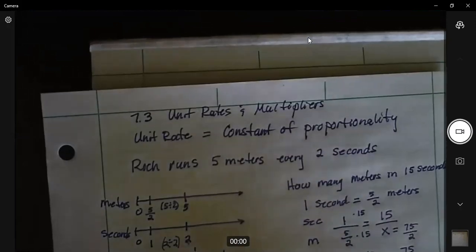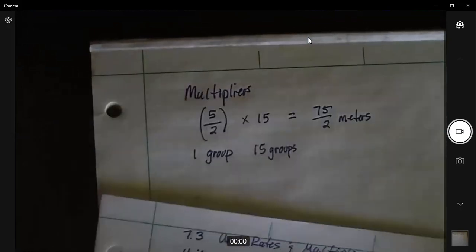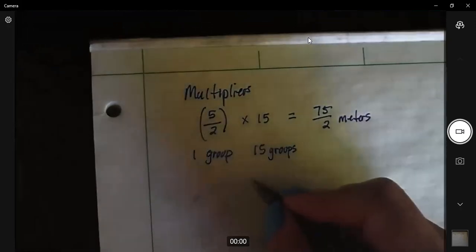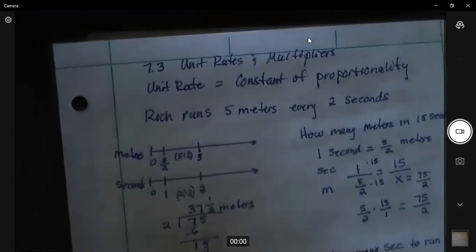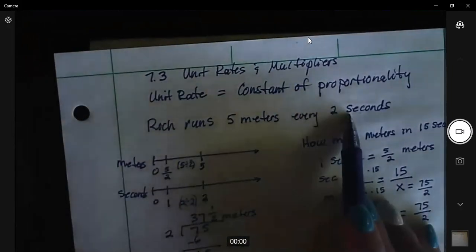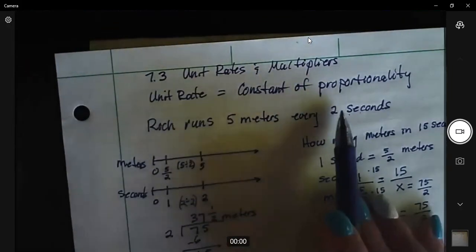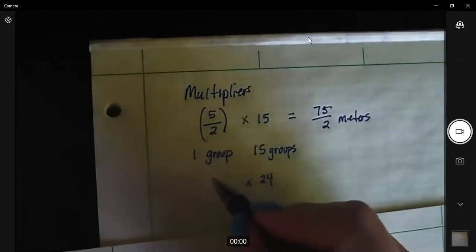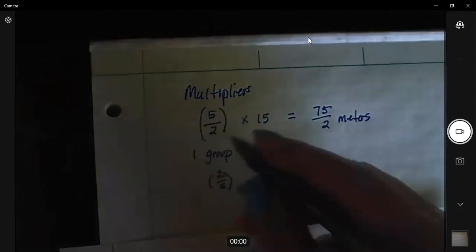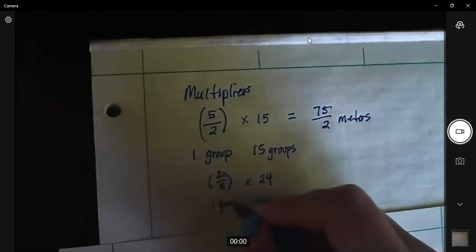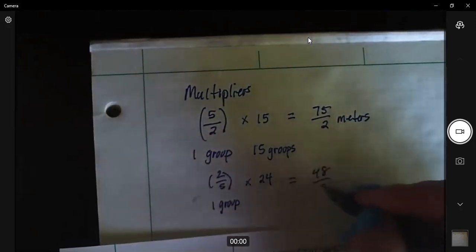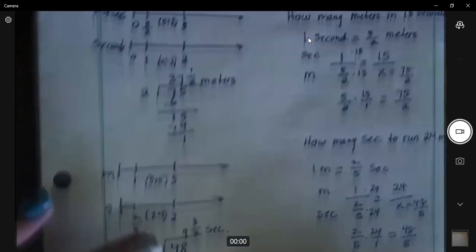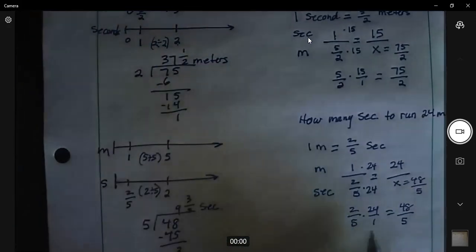So let's say I want to know 24 meters. Okay, so I have 24 groups. So the next one, I have 24 groups. And so if I want to find meters, then I'm going to do the seconds. I want to know the ratio of seconds. So seconds is 2/5. So I'm going to be sure and do my one group with the seconds. So my one group is seconds here over meters. So if I multiply that, then we just get the same 48/5 seconds, which is exactly what we did here.